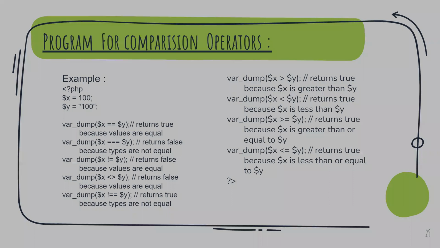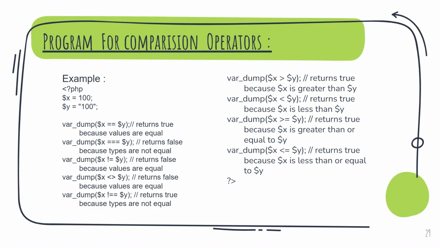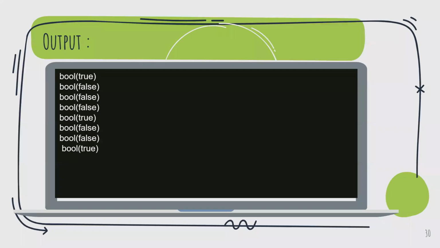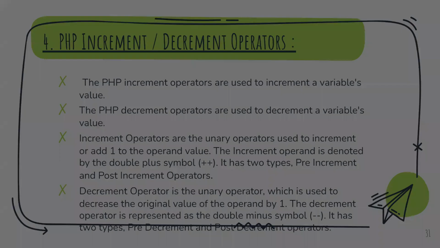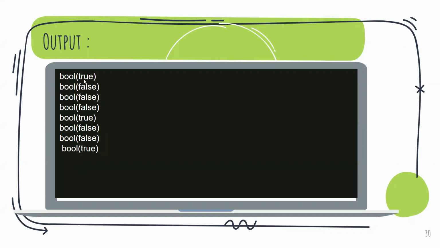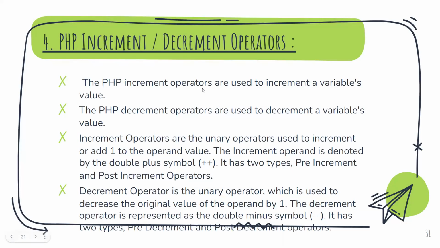So this is a sample program explaining all the comparison operators at a single place. Like I mentioned, the expression will be evaluated to either true or false. See, the output contains only Boolean values. And then increment and decrement.